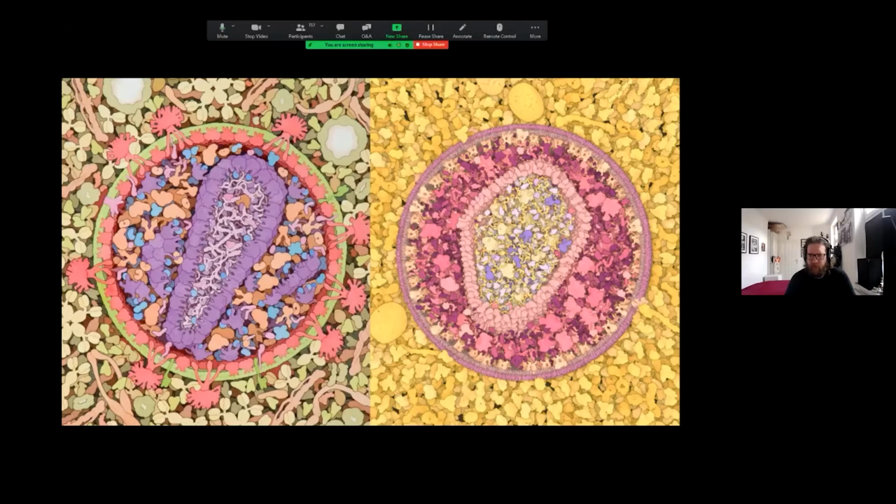With CellView, we achieved such results that we could create very realistic, or realistically composed, images, which still have the visual appeal chosen by the artist. And in this case, we were trying to mimic the style of David Goodsell.